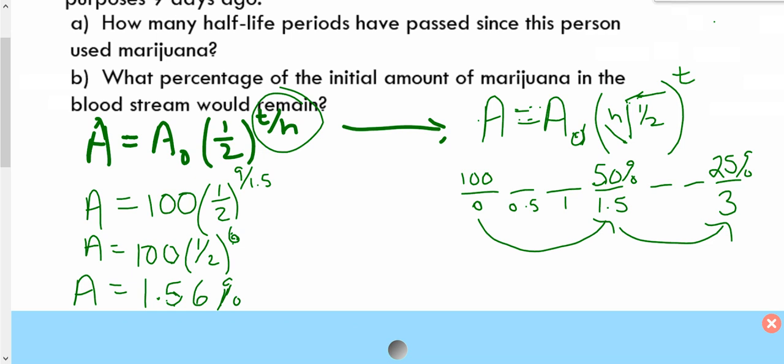Okay, so that answers A and B. This is the amount, or the percent amount, percentage remaining.